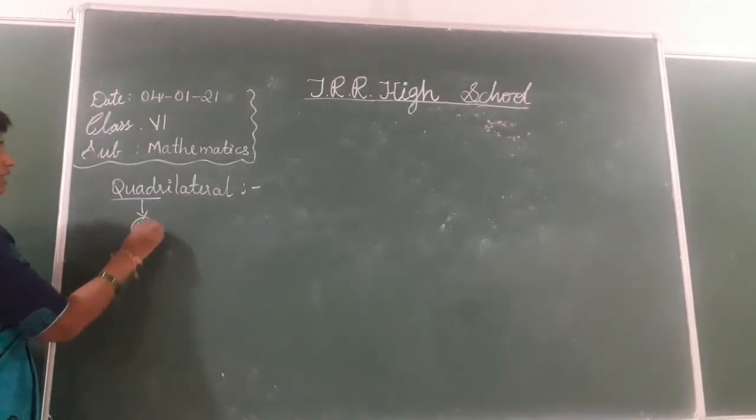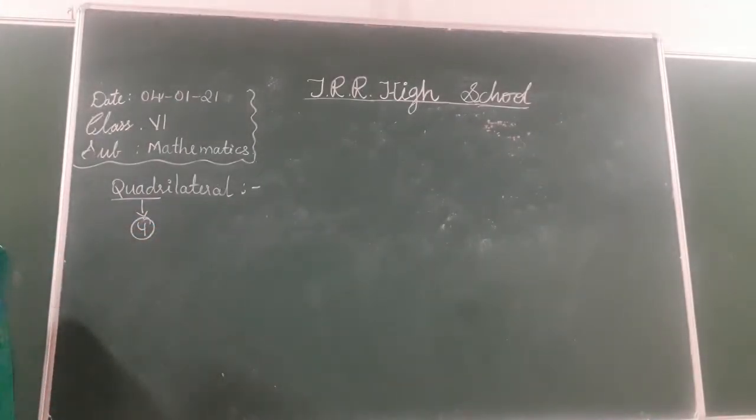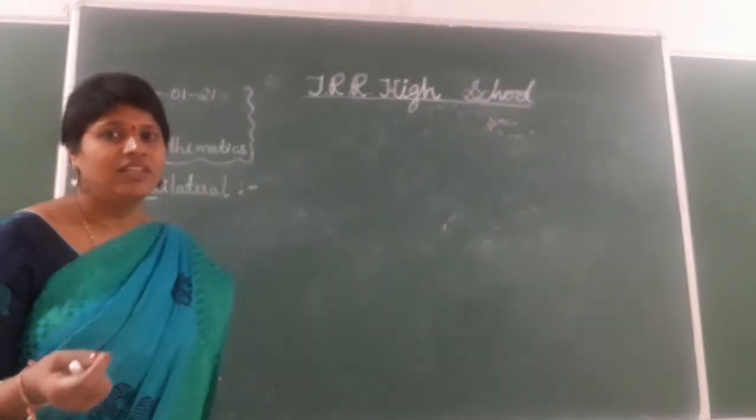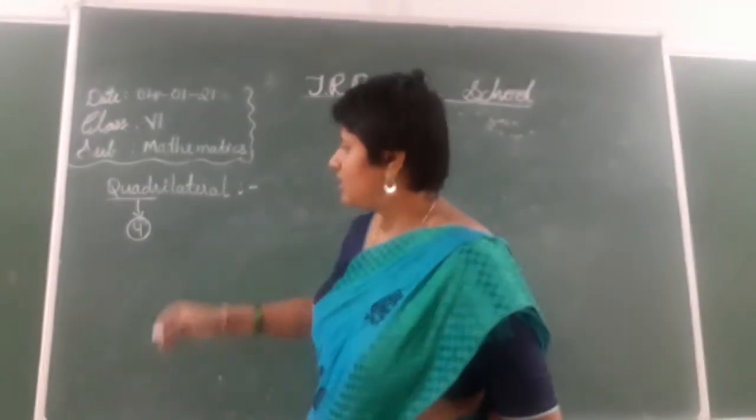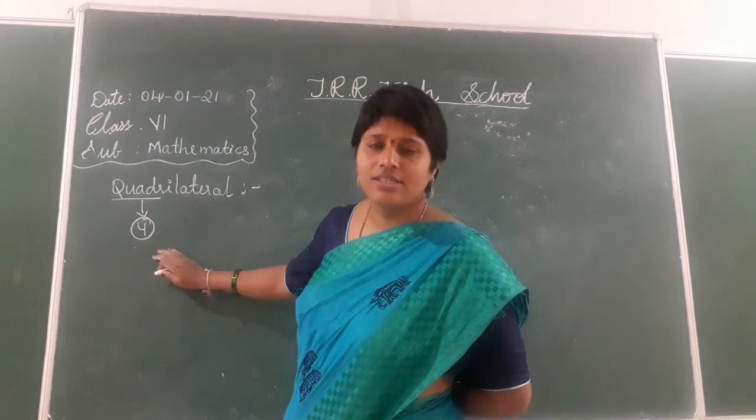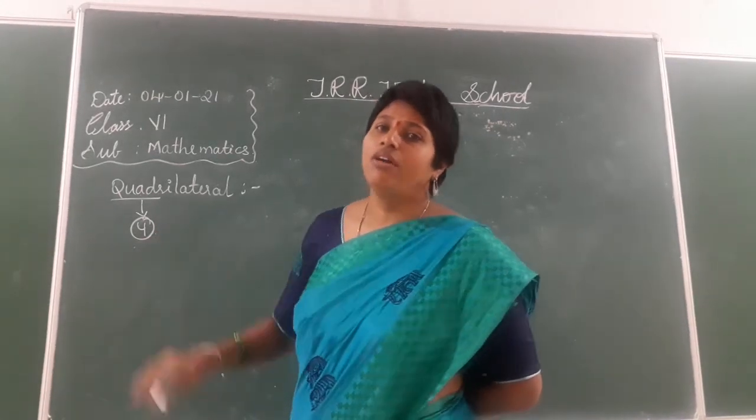What is a quadrilateral? See, quad means nothing but four. In general, tri means three, so having three sides, three angles, three vertices. In the same way, quad means four. It means a simple closed figure formed by line segments, consisting of four angles, four sides, and four vertices.